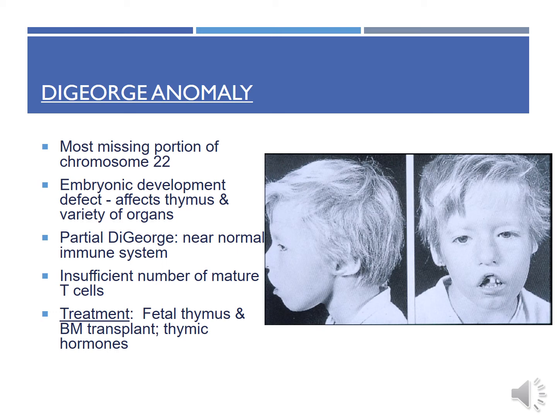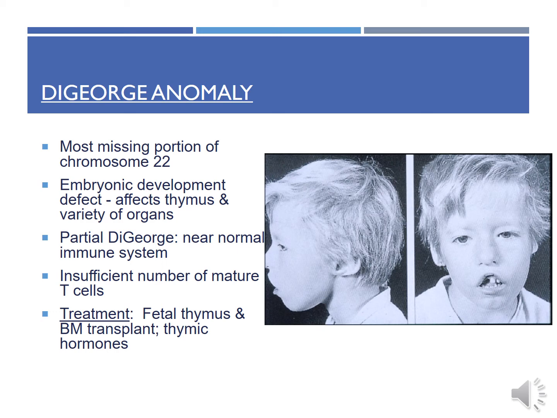Now there is a partial DiGeorge where they have a near normal immune system, so they still do have some mature T cells, but they are not able to supply the body with a sufficient number of these mature T cells because of this partial DiGeorge anomaly.